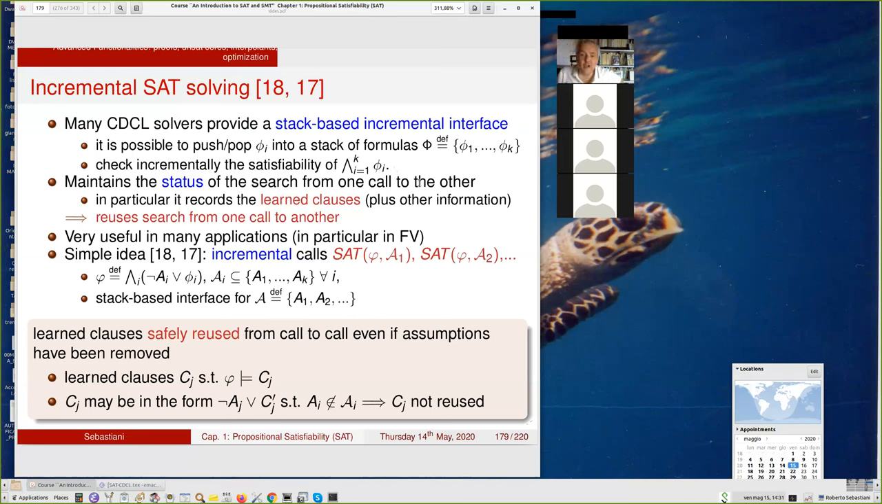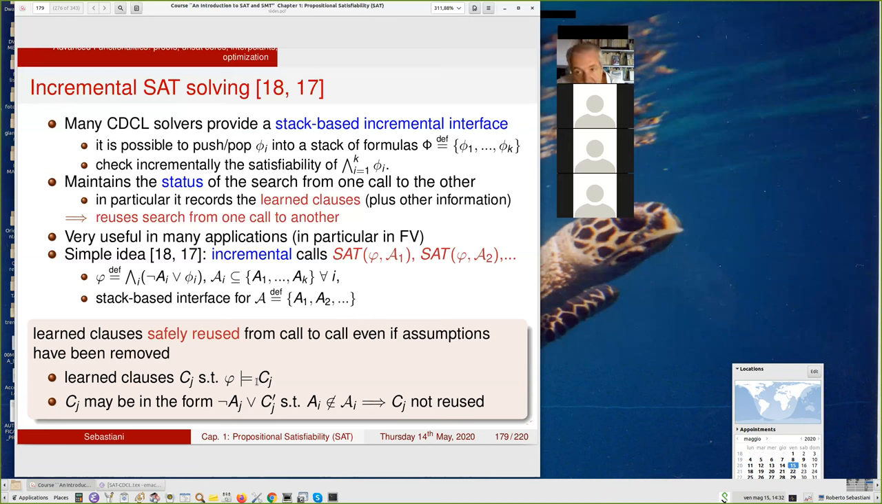So in general, when you push some new formula, you can reuse all the clauses you learned in the previous call, because they all derive from the same clauses. Okay, so far, please ask if there is something which is unclear. No, it's okay for me. Okay, everything fine for me.